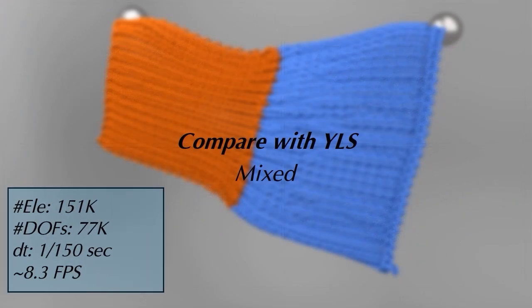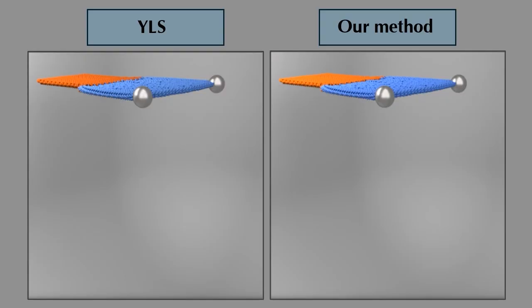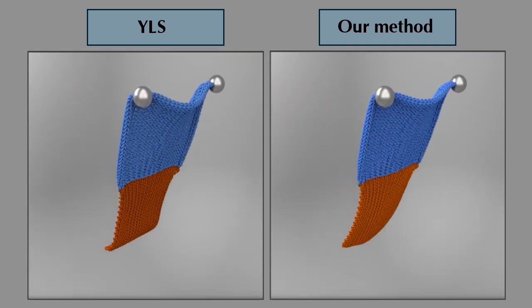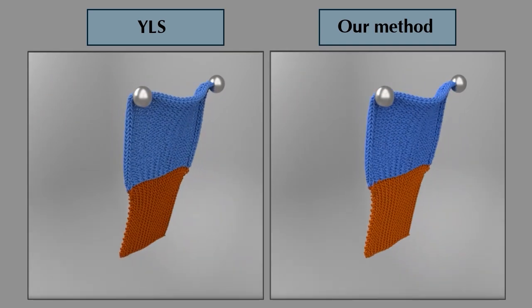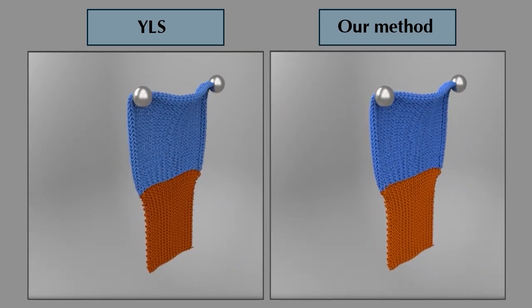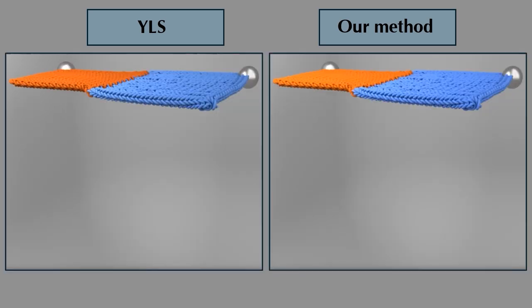In this example, we simulate a hanging fabric consisting of two patterns. Our method remains effective in this case. This combined pattern poses a challenge to classic homogenization theory. We hang this fabric in another direction.